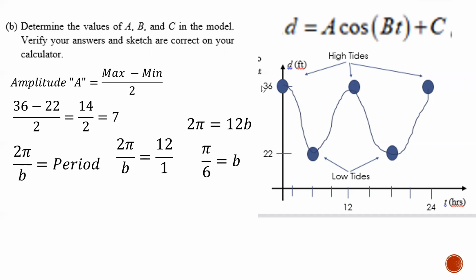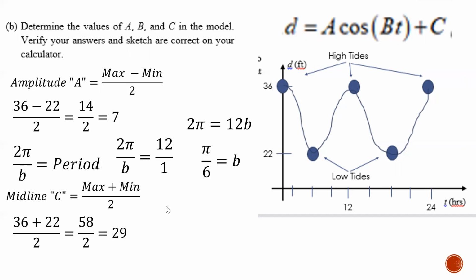And then our c is our middle point between our max and our min. So the difference, so we're going 7 down from 36. You can also do midline as max plus the min divided by 2, the average basically between the two. So that would be 29. So therefore our equation is 7 times cosine pi over 6t plus 29. Boom, boom, boom. There you go.